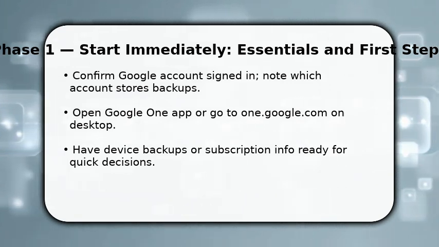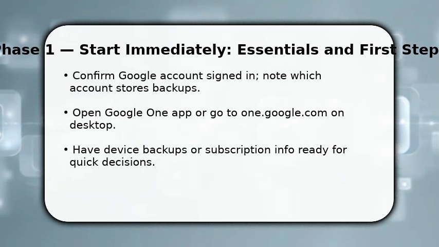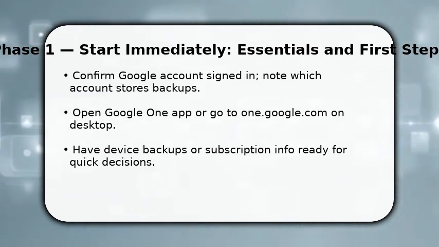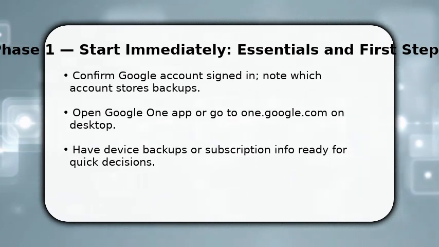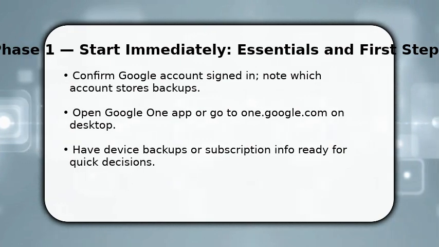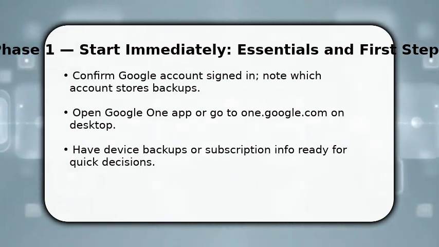Once done, locate the menu or left sidebar to access settings. This is where the toggle and subscription details live. Make sure you've noted any device backups or shared plan members. You'll need that context before turning services off or canceling a plan.